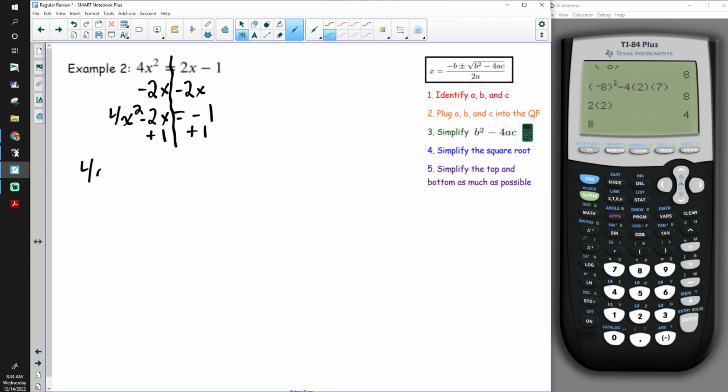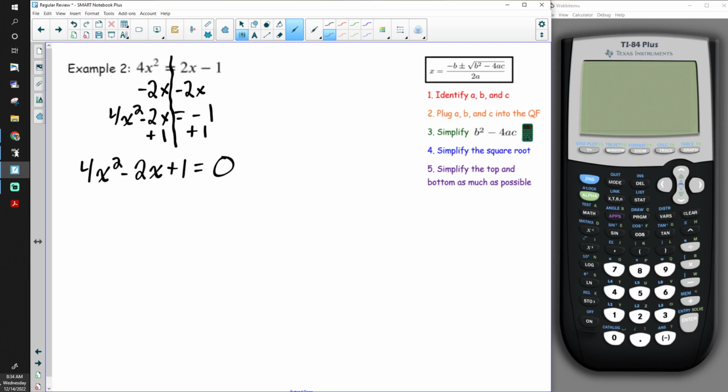So 4x squared minus 2x plus 1 equals 0. Now my quadratic is all equal to 0. Now this does make a difference. If you try to do your ABC at the beginning, you'd have 4, 2, and -1. But after moving in, now it's 4, -2, and +1. So it does make a difference. Make sure all your terms are on one side.